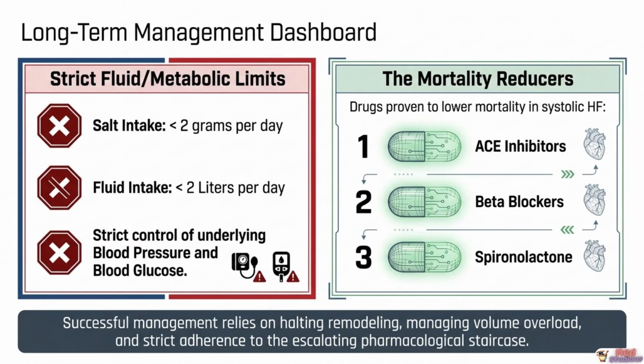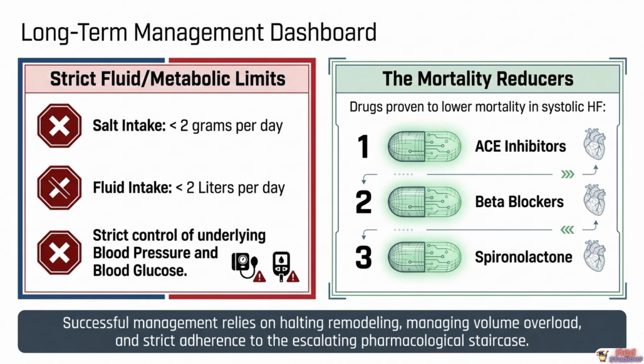Strict control of underlying hypertension, the most powerful modifiable driver of diastolic failure and progressive LV remodeling, and blood glucose control in diabetic patients are essential, as both diabetes and hypertension are independent accelerators of cardiac dysfunction. The three mortality-reducing medications in systolic heart failure are ACE inhibitors, beta blockers, and spironolactone, each proven in large randomized controlled trials to independently and additively reduce all-cause mortality in HFrEF.